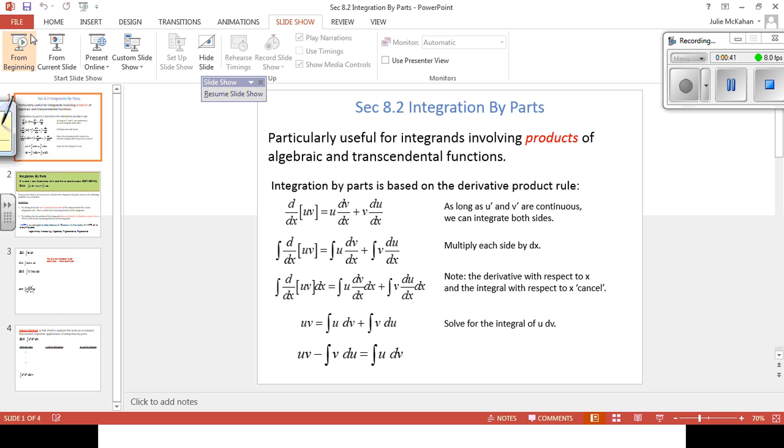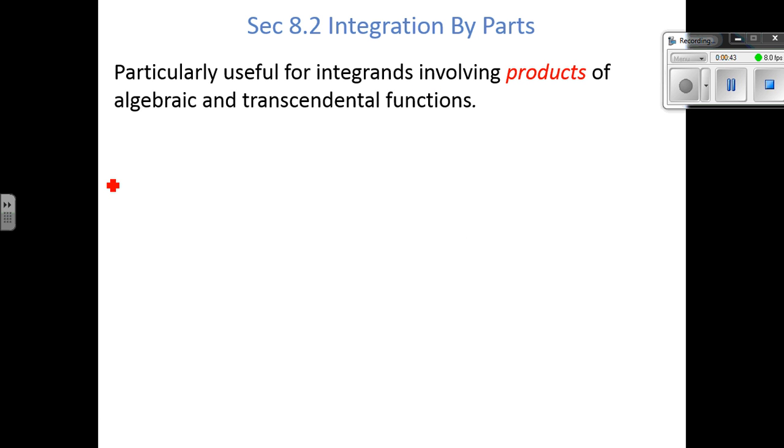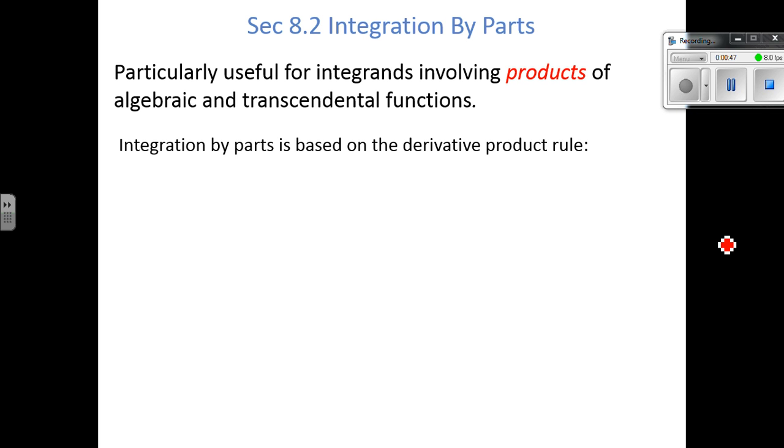We're essentially going to be doing the opposite of the product rule for derivatives. So let's start with the product rule. We have u times v, a product of two functions, and we're taking the derivative of that. Remember, that's just u times the derivative of v, dv dx, plus v times the derivative of u, du dx.